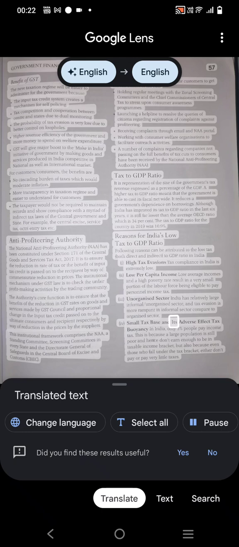Small tax base and its adverse effect. Tax buoyancy in India: only 3% of people pay income tax. This is because a large population is still poor and hence doesn't earn enough to be in the taxable income bracket, but also because even those who fall under the tax bracket either don't pay or pay very little tax.